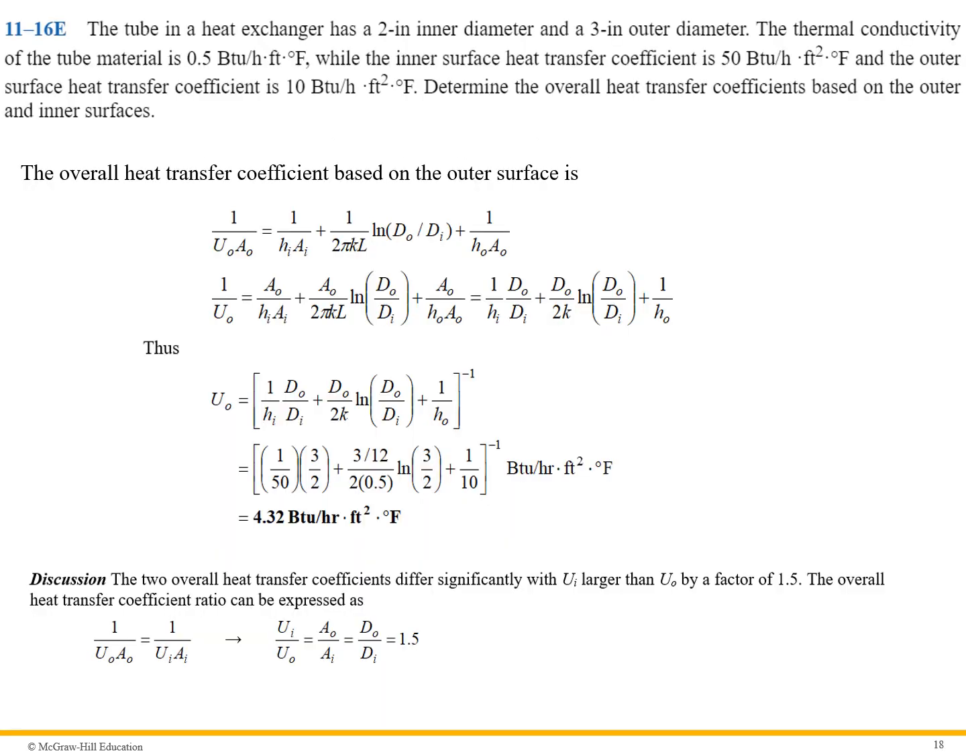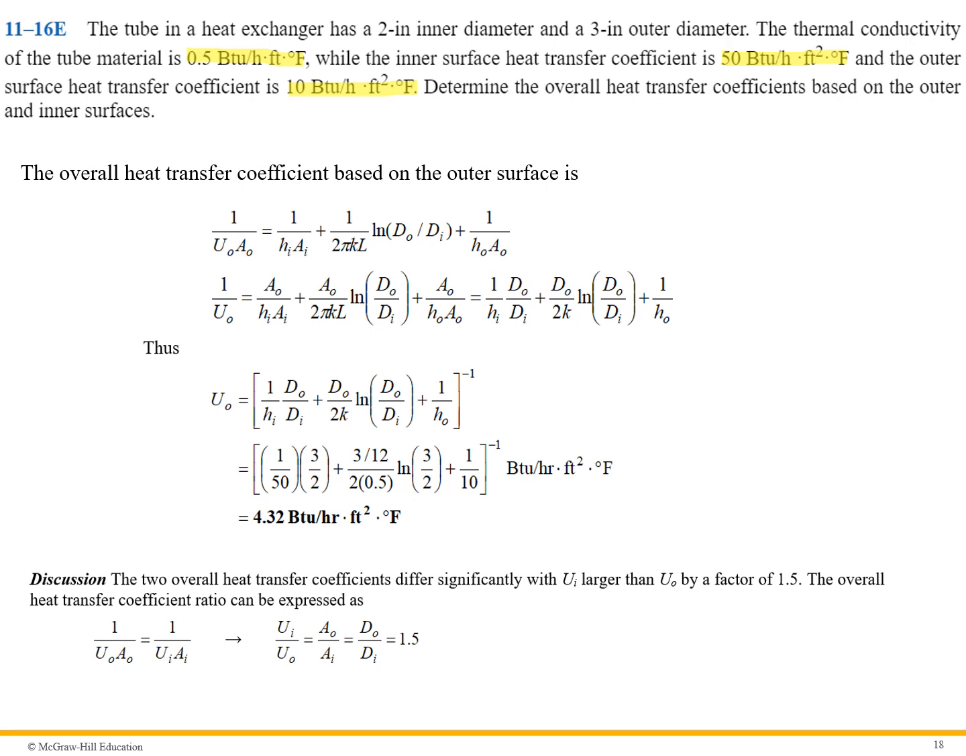Let's take a look at Chapter 11, Problem 16E. A tube in a heat exchanger has a 2-inch inner diameter and a 3-inch outer diameter. The thermal conductivity of the tube material is given as 0.5 BTUs per hour feet degrees Fahrenheit, while the inner surface heat transfer coefficient is 50 BTUs per hour feet squared degrees Fahrenheit, and the outer surface heat transfer coefficient is 10 BTUs per hour feet squared degrees Fahrenheit. Determine the overall heat transfer coefficient based on the outer and inner surfaces.